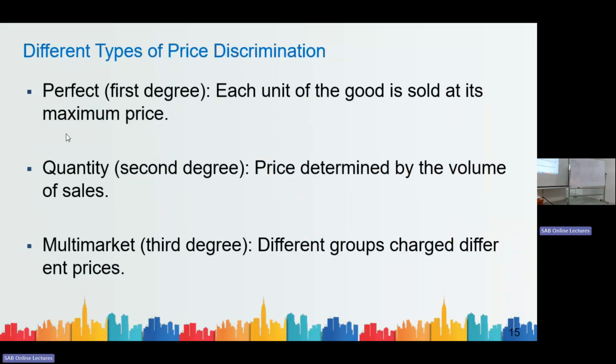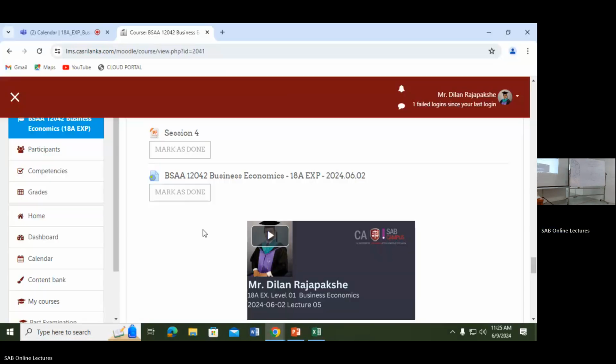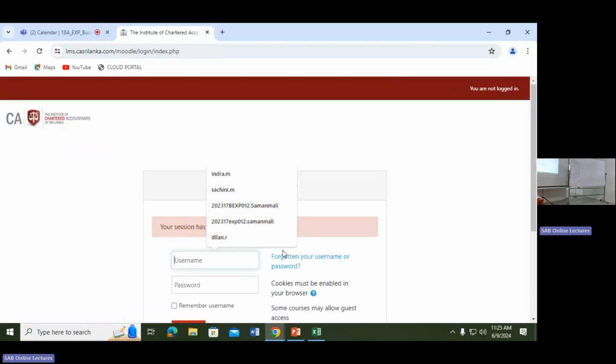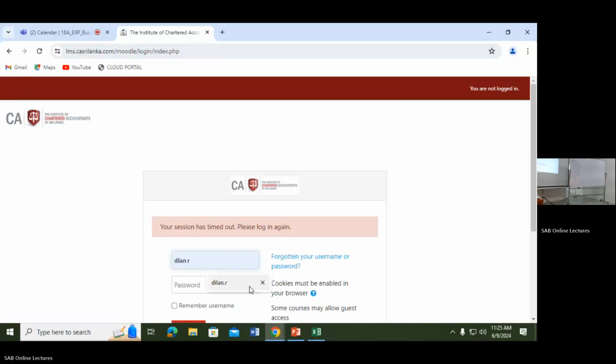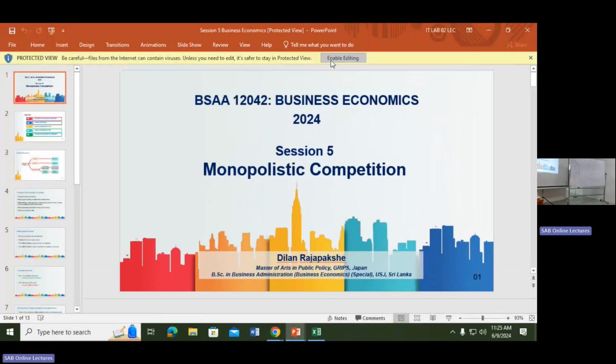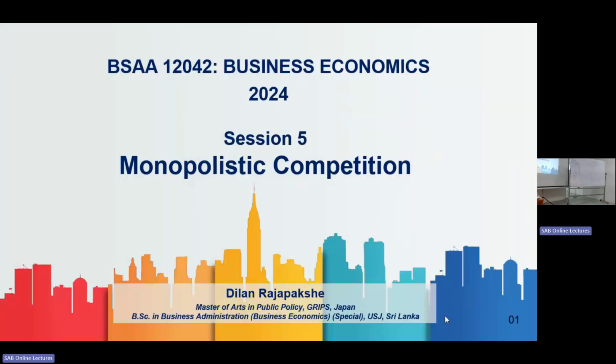So we have 30 minutes more left. We will start monopolistic competition also. Monopolistic competition. This is the third market structure we discussed.